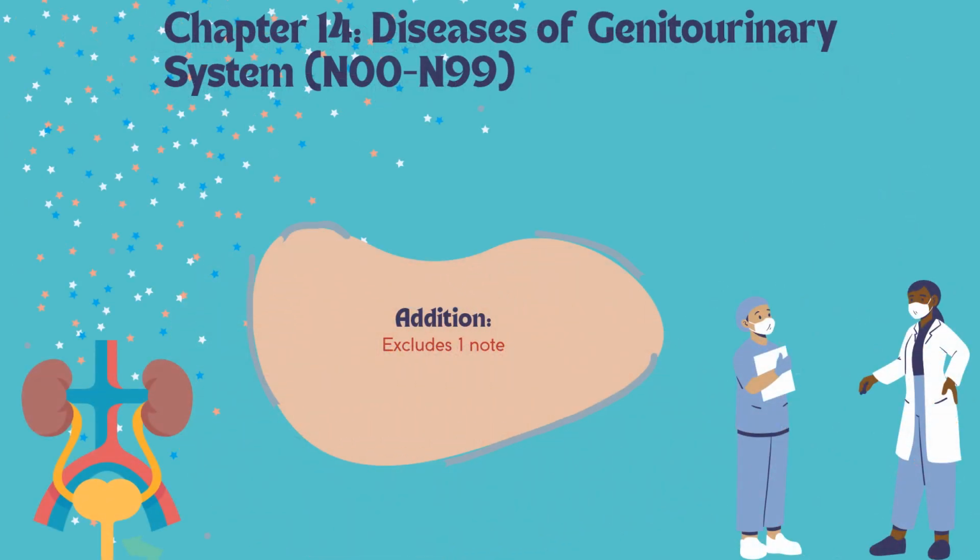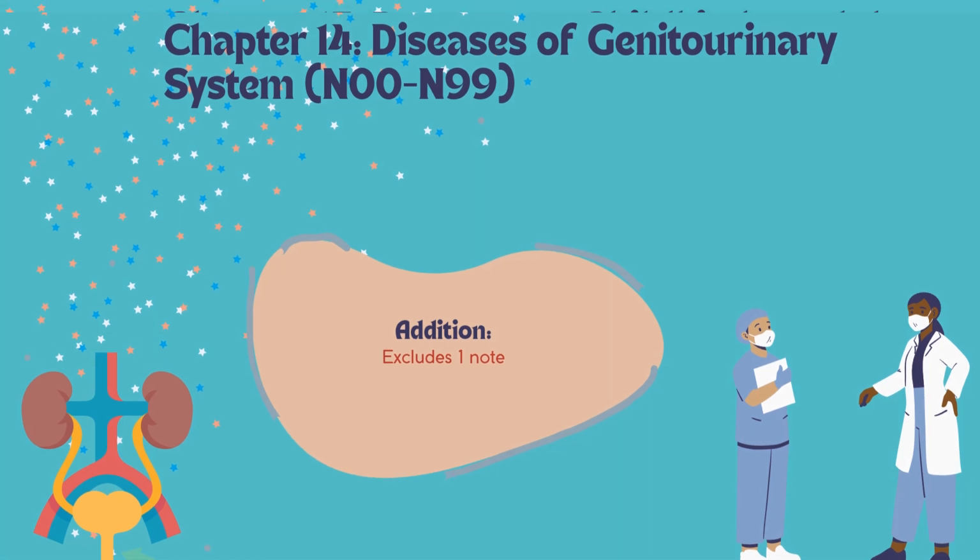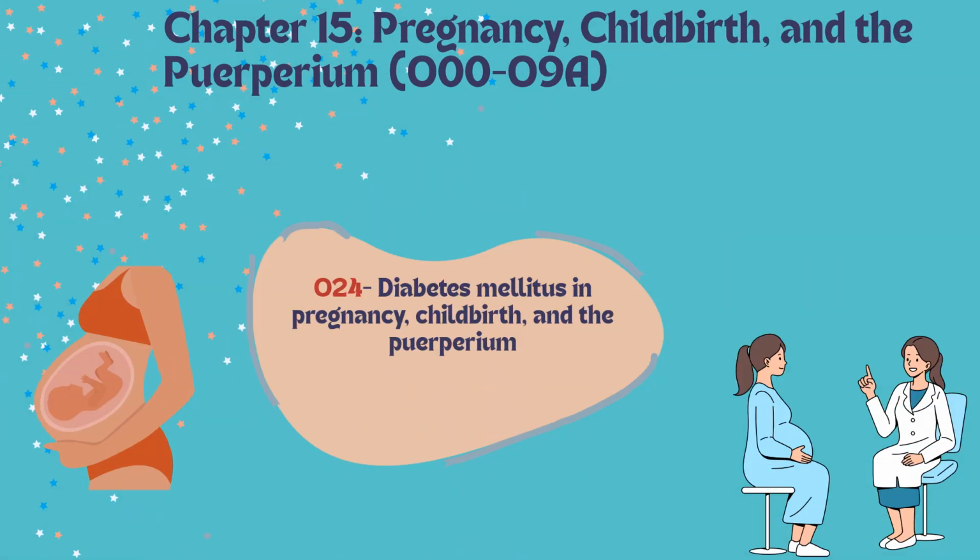Chapter 14. Other than the addition of an Excludes1 note under N39.0 urinary tract infection, site not specified, there's nothing exciting going on here. Chapter 15. This chapter has a few note changes to codes in subcategory O24 diabetes mellitus in pregnancy, childbirth, and the puerperium.